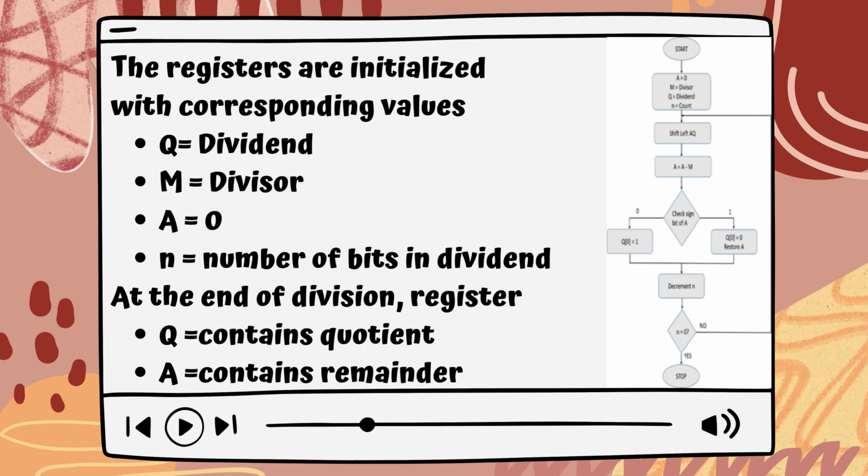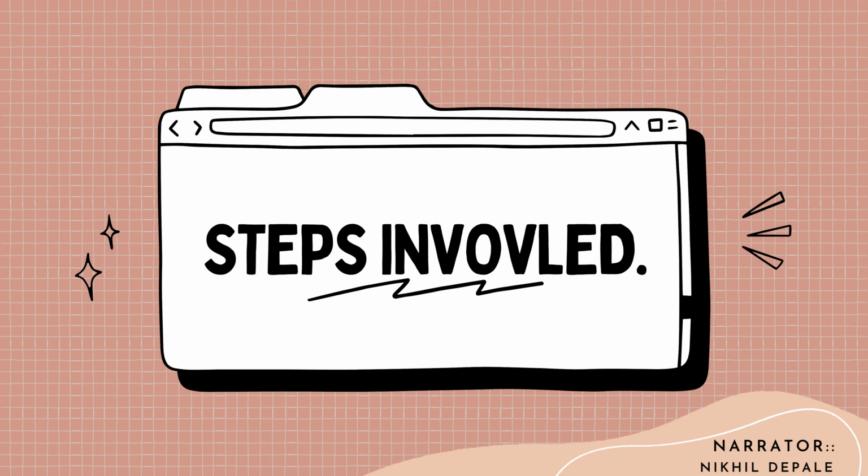Then the content of register M is subtracted from A and the result is stored in A. After that, the sign bit of A is checked. If it is 0, the last bit of Q is set to 1. But if it is 1, the last bit of Q is set to 0 and the value of register A is restored to its previous value before subtraction. Then N is decremented. This process is repeated until the value of the counter N becomes 0. After N becomes 0, the algorithm terminates and the register Q contains the quotient while the register A contains the remainder. Now here we are going to see steps required for the division algorithm.